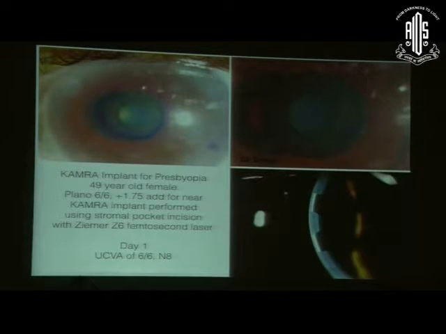So this is a patient, a 49-year-old female, and she required a 1.75 add. She was not very happy, a banker by profession. We did the camera inlay, and on day one she was 6/6 N6. She was pretty happy with the outcome, and it does not impact your distance vision, unlike monovision. However, studies have shown that the near vision and the intermediate vision is very good, but the distance vision can get compromised in certain lighting conditions.